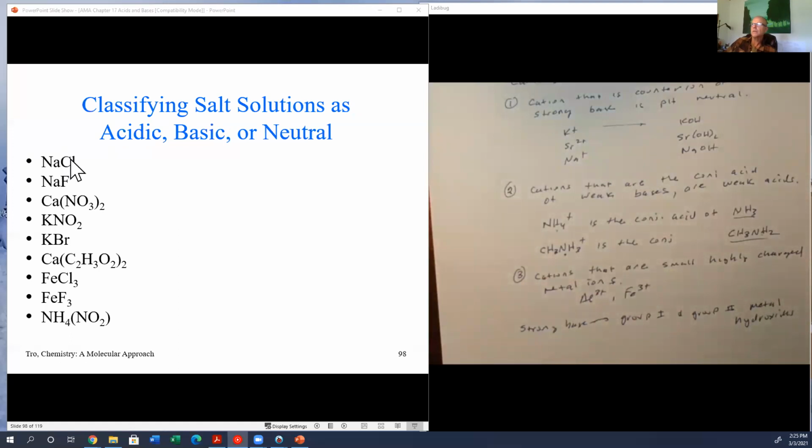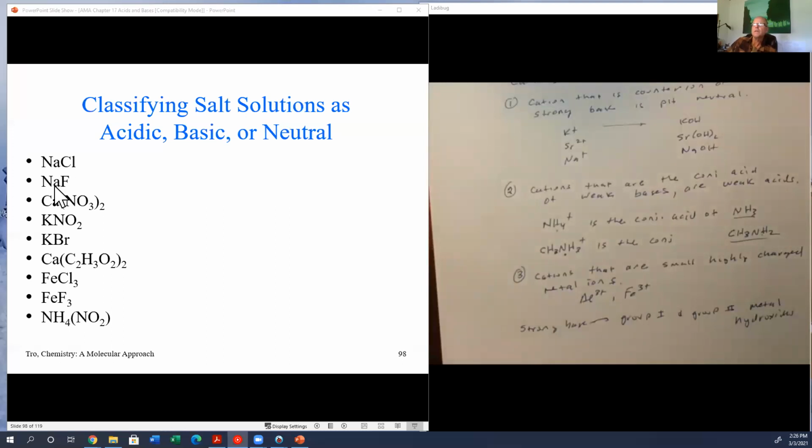So let's start with sodium chloride. What can we say about Na plus? Now that's a cation, right? So is it neutral or acidic? Neutral. What about Cl minus? Neutral. It's the conjugate base of a strong acid, HCl, so it's neutral. So what do we know about NaCl? It's neutral, right? So if I just have salt water, it's pH neutral.